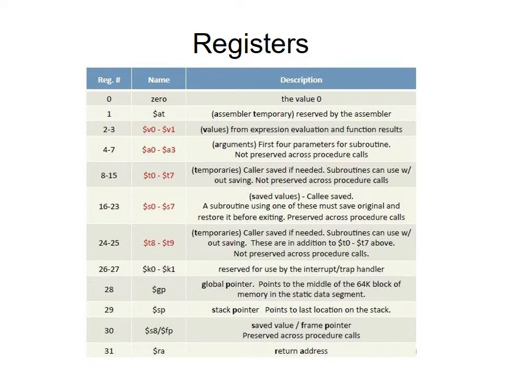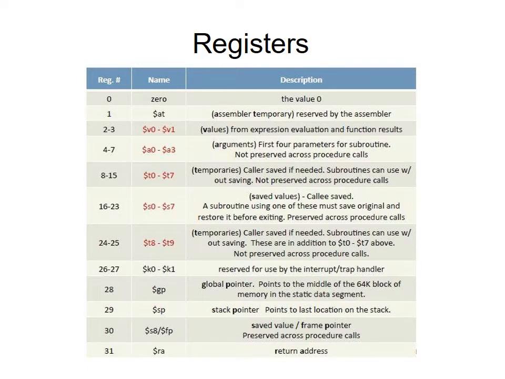$AT, that means assembler temporary. This is reserved by the assembler. And then registers 2 to 3 are named $V0 to $V1. These are called values, used for expression evaluation and function results. Then registers 4 to 7 are named $A0 to $A3. These are arguments, the first 4 parameters for a subroutine, not preserved across procedure calls.